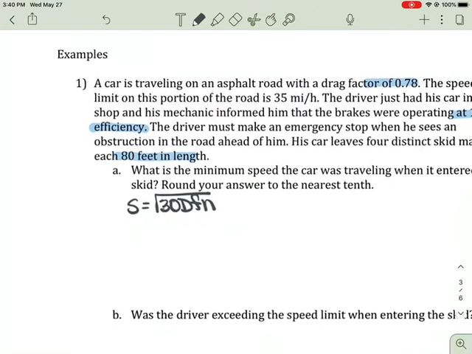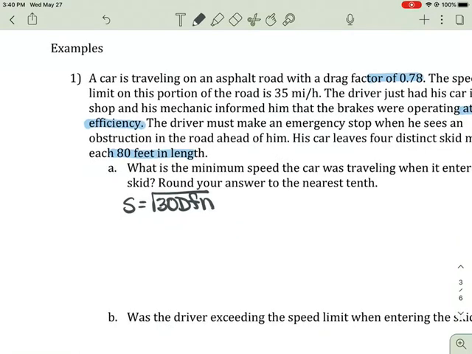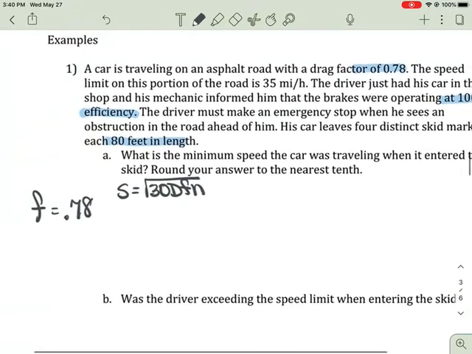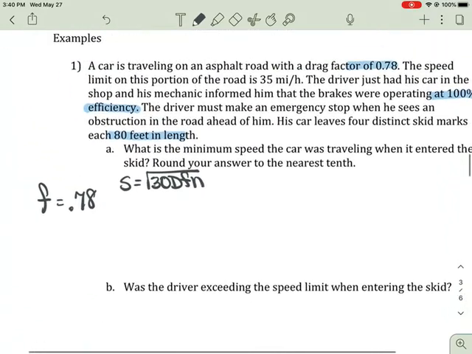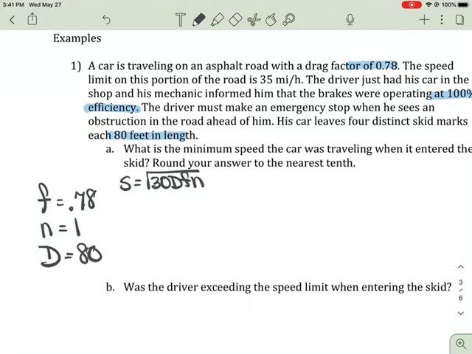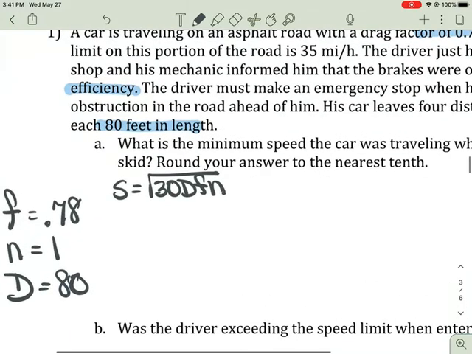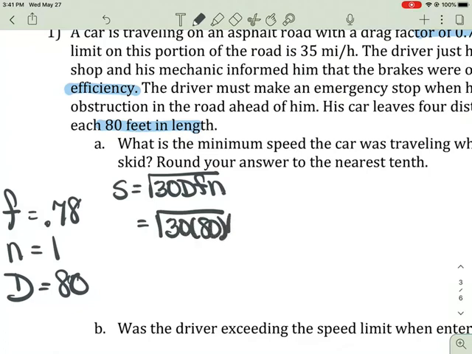All right, so let's identify our 3 things that we're going to put in our formula. Our drag factor, remember, is F. So our F is going to be 0.78. Our efficiency is N, so that's going to be 100%, which we're going to make 1. And our D, remember, is our skid marks, our distance, so that's 80 feet. So we're going to put these 3 things into our formula and get the square root of 30 times 80 times 0.78 times 1.